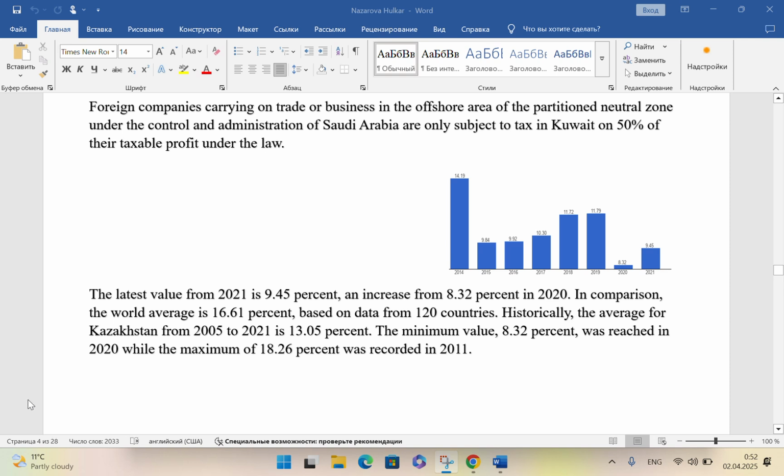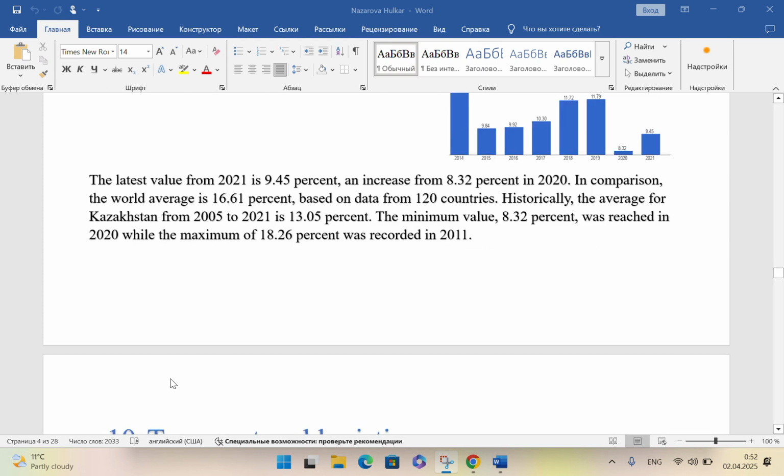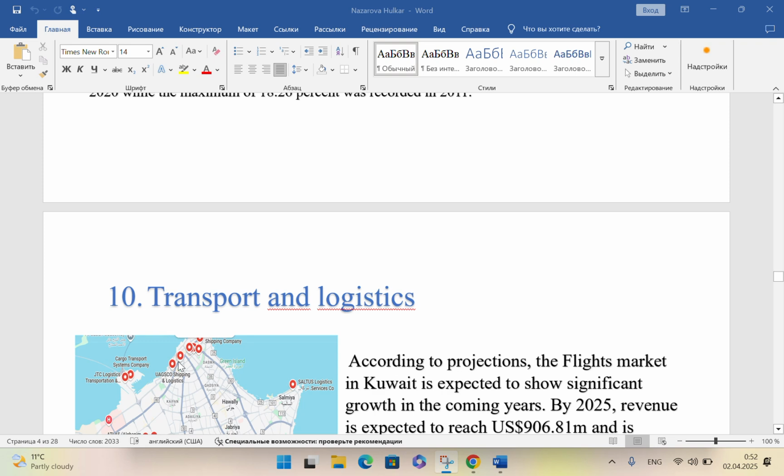The latest value from 2021 is 9.45%, an increase from 8.32% in 2020. In comparison, the world average is 16.61%, based on data from 120 countries. Historically, the average for Kuwait is like this, and the minimum value has been reached, and the maximum was recorded in 2011.